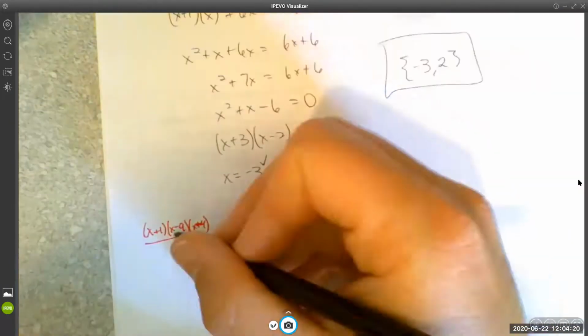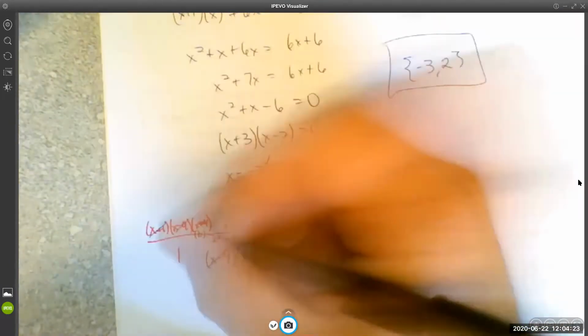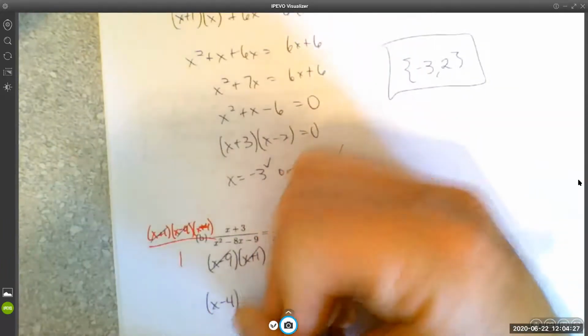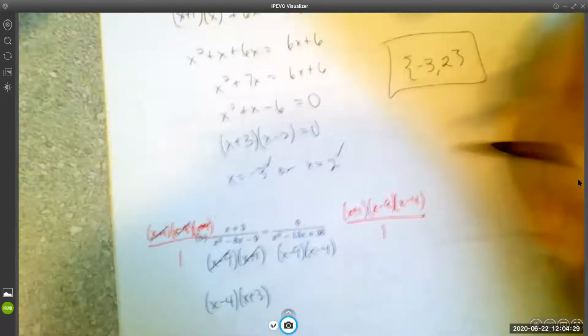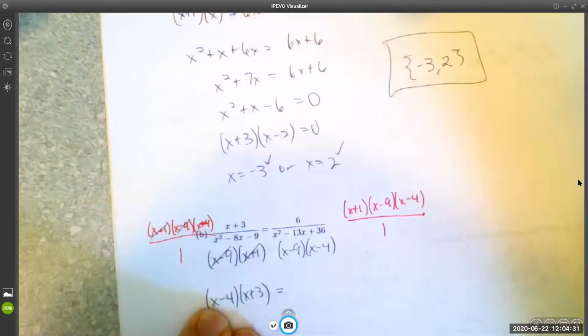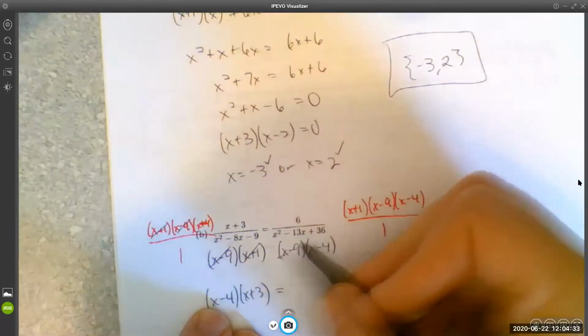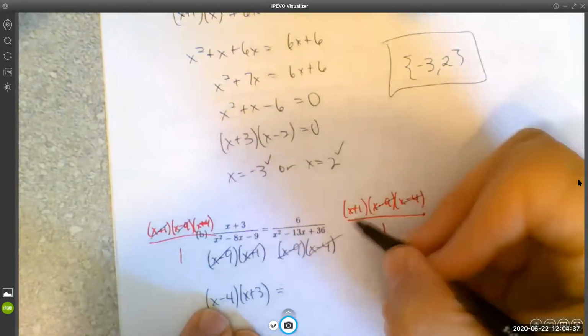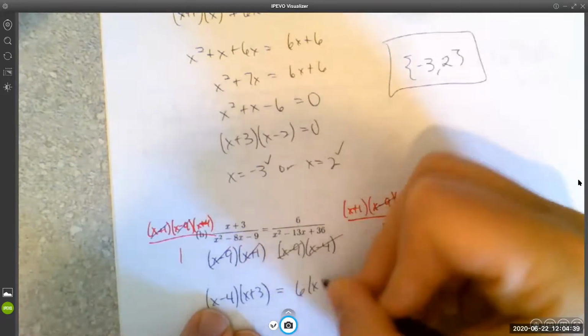Okay, the x minus 9's cancel, the x plus 1's cancel. I'm left with x minus 4 times x plus 3 on the left-hand side. On the right-hand side, the x minus 9's cancel, the x minus 4's cancel. I'm left with 6 times x plus 1 on the right-hand side.